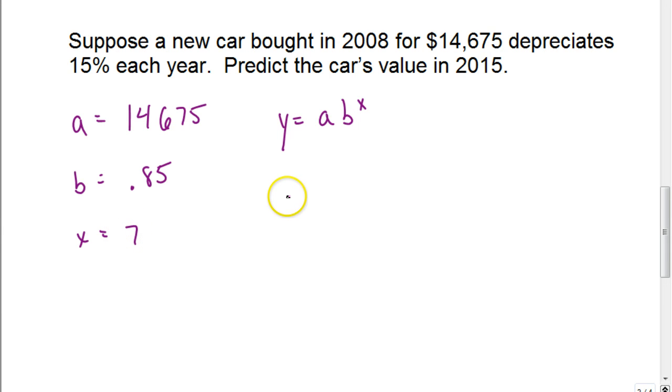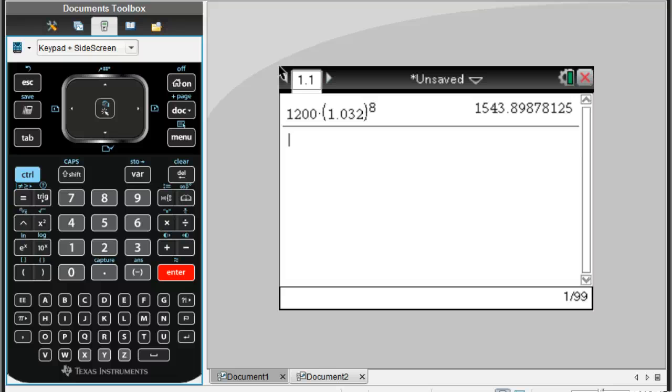So when we plug these numbers into our equation, our amount is going to be 14,675 times our value for b, which is 0.85, raised to the x power, which is 7. So we're going to plug this in on our calculator. We're going to start out with the 14,675, and then in parentheses, we're going to put our growth rate, which is 0.85, and we're going to raise that to the 7th power.